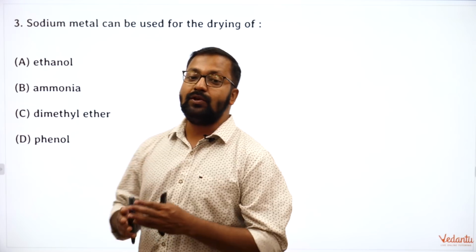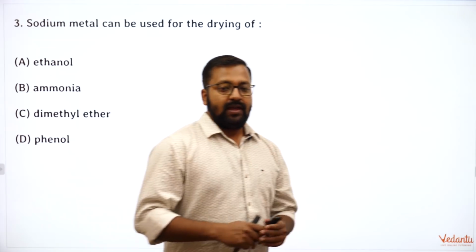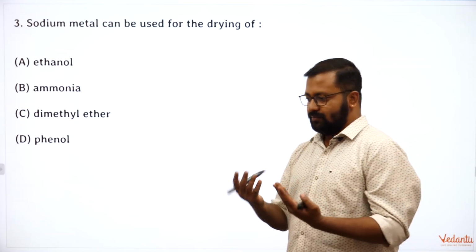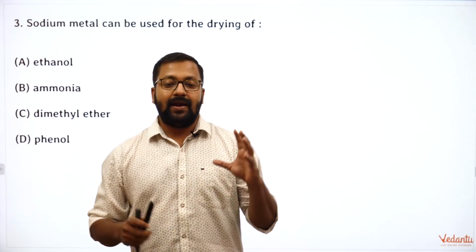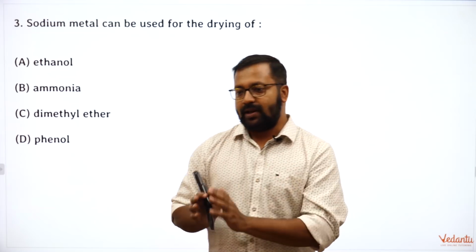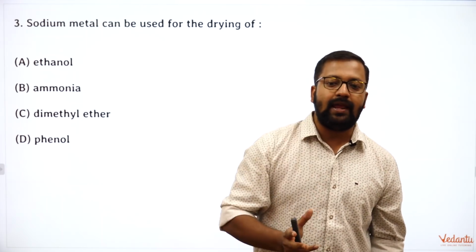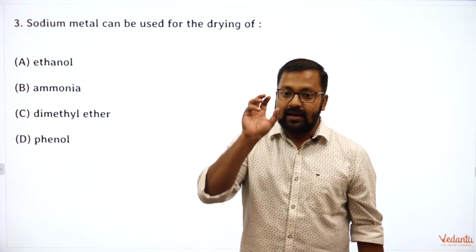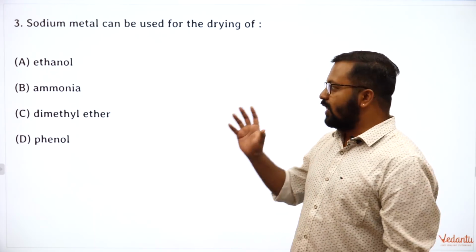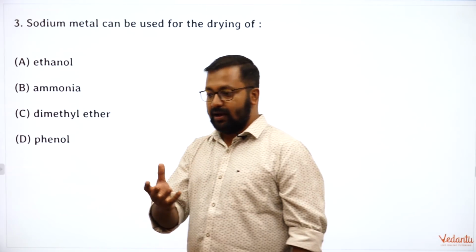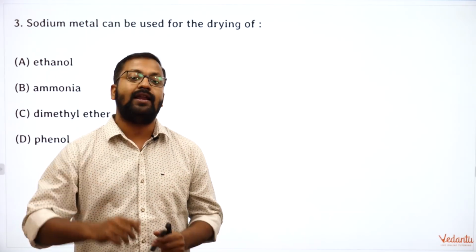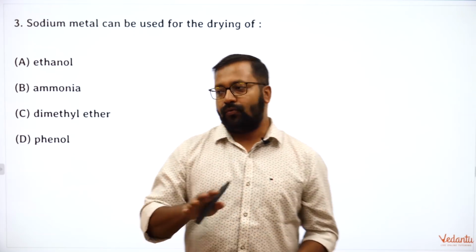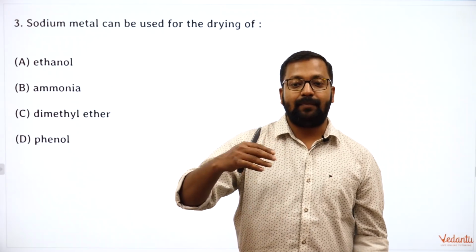Sodium metal can be used to dry what? The purpose of drying is to remove moisture. So which entity can be dried using sodium metal? Now sodium metal is an extremely reactive substance, so it is imperative to know that if you use sodium metal to dry a substance with which it can react, it will not dry it; you will get a different product instead.